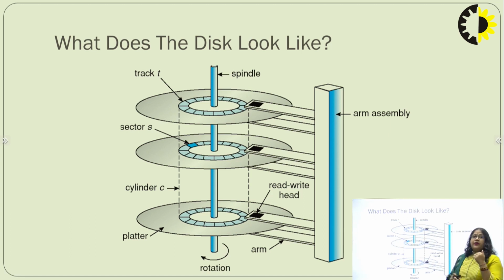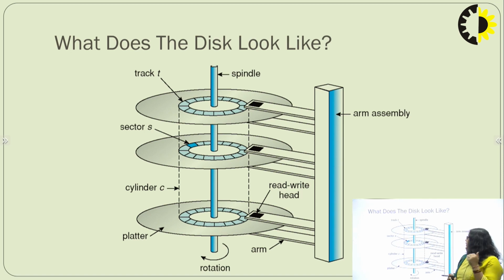and there are a number of tracks in a disk. Each disk has a number of tracks. A track is represented by T, and each track is divided into a number of sectors. These blue symbols represent the sectors. This S denotes the sectors. So the data is stored in a number of sectors.